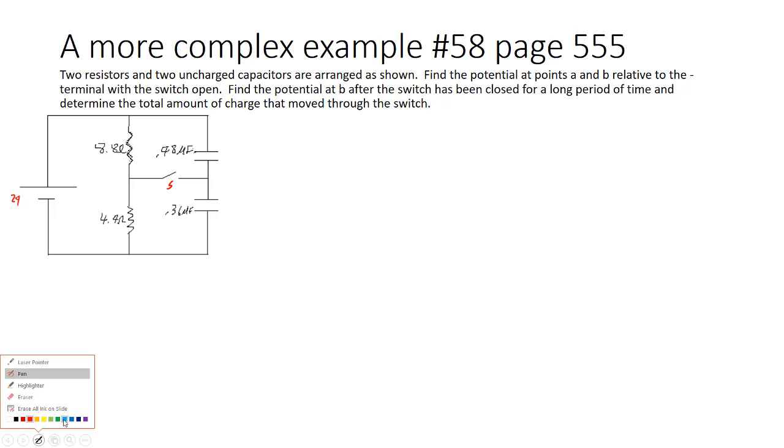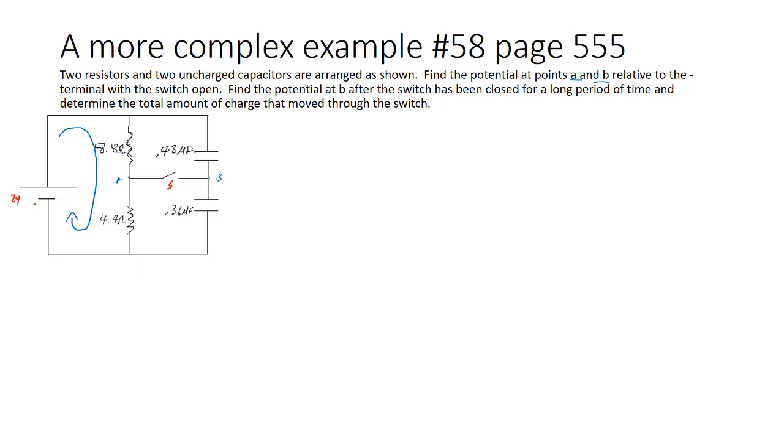And then with the battery switch open, we are supposed to find the potential at points A and B relative to the negative terminal, so relative to this point. And point A is right here, and point B is right here. Well, with the switch open, there's two loops here. There's a loop around here, and there is a loop around the outside.